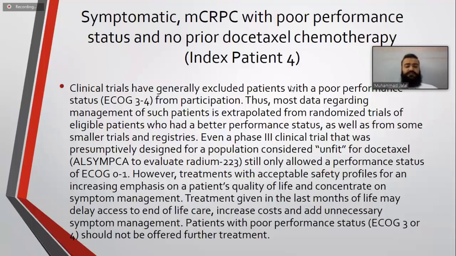Even a phase 3 clinical trial that was presumptively designed for a population considered unfit for chemotherapy still only allowed a performance status of ECOG 0 to 1. For treatments with an acceptable safety profile, there is increasing emphasis on a patient's quality of life and concentrating on symptom management. Treatment given in the last months of life may delay access to end-of-life care, increase cost, and add unnecessary symptoms. Patients with poor performance status, ECOG 3 or 4, should not be offered further treatment.